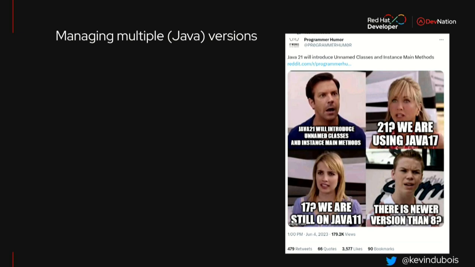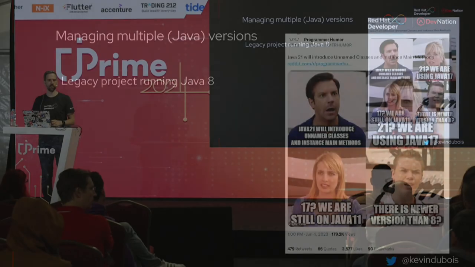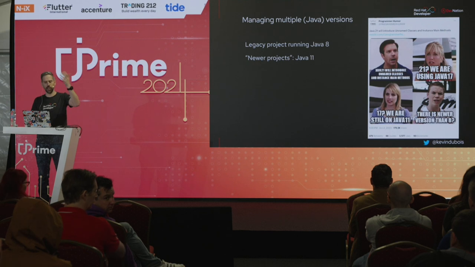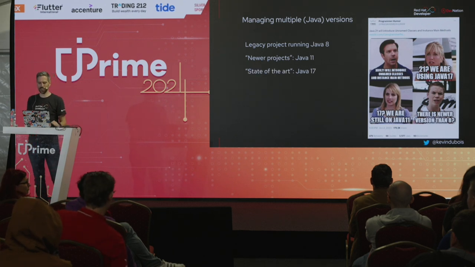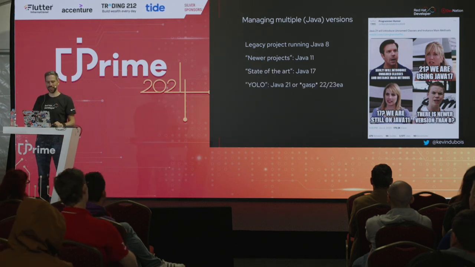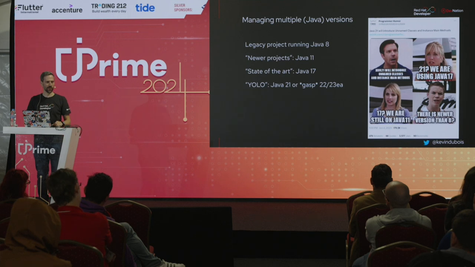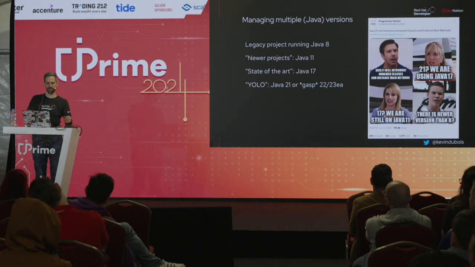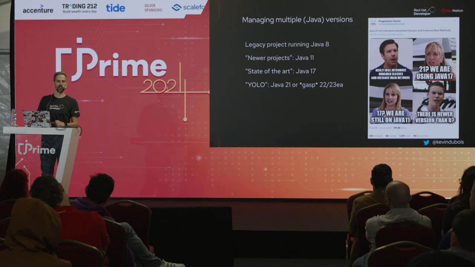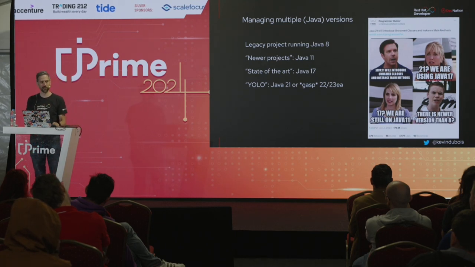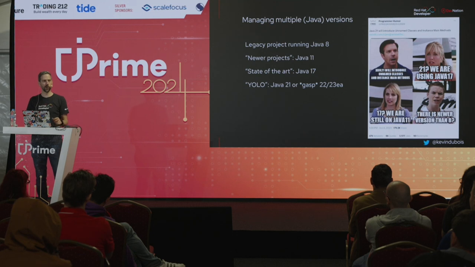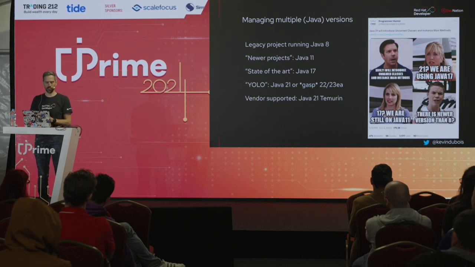But I don't know if you're like me, and sometimes you need to work with some legacy projects, and we need to run Java 8. Sometimes newer projects, Java 11, state-of-the-art Java 17, YOLO, Java 21. Hopefully you're in production already with 21, because there's some great features. But for a lot of organizations, that may not be the case. Or, gasp, maybe somebody's already using Java 22 or the 23 early access.